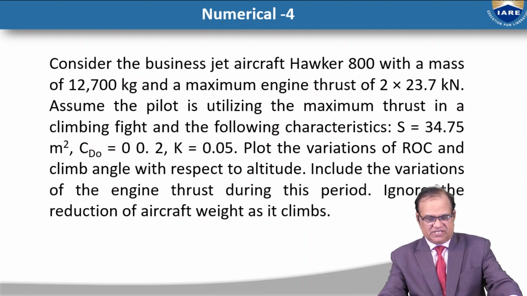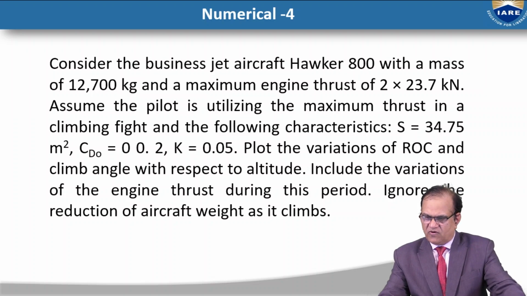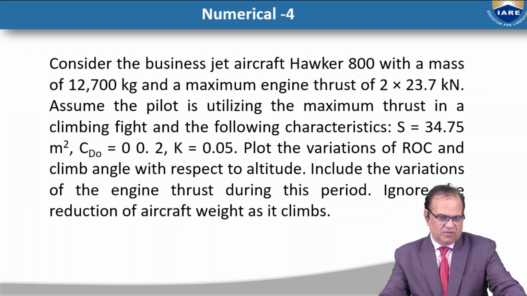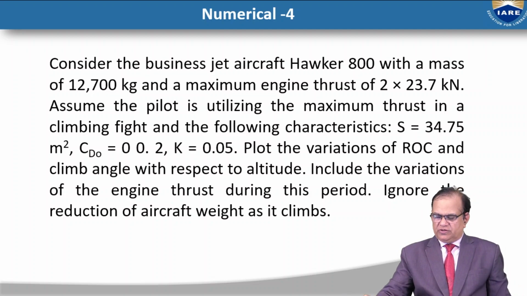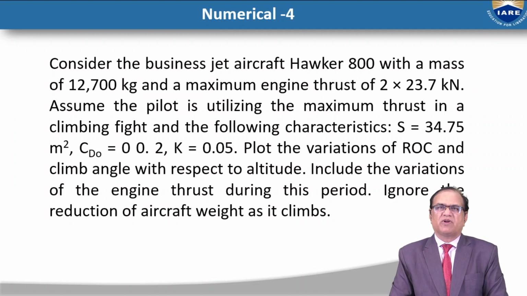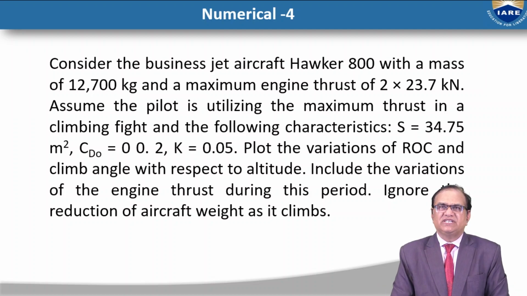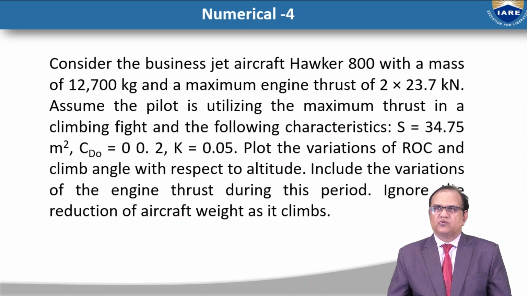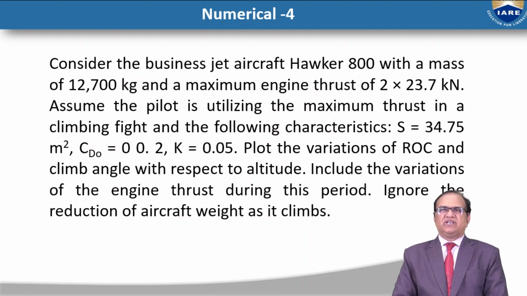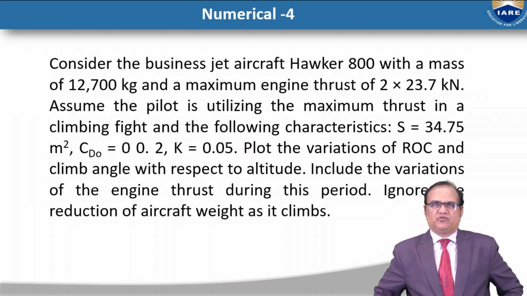Now, we will see the next problem, which is problem number 4. Okay, so this we'll see here. I will just read out this problem. Consider the business jet aircraft Hawker 800 with a mass of 12,700 kg and a maximum engine thrust of 2 into 23.7 kilonewton, because we have the two engines. So it is mentioned here 2 into 23.7 kilonewton.